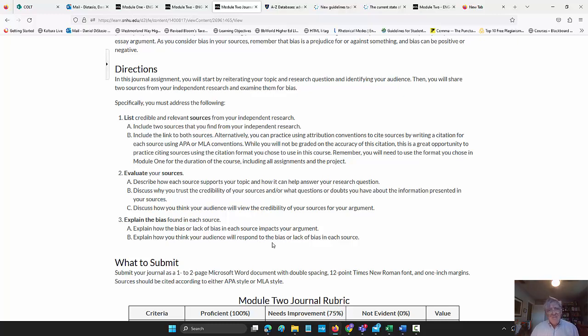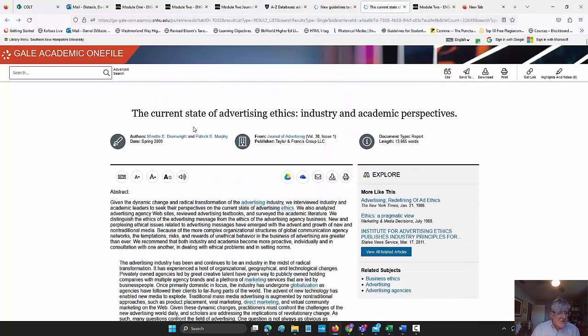Now, kind of what does that mean? Well, in week 1, I talked about choosing a topic of ethics and advertising. So I went to the library and took a quick look at a couple of sources that might be helpful to my topic. The first one that I chose was the current state of advertising ethics, industry, and academic perspectives. A couple of things I want you to notice about this. First, the date. It's not really that current, but for my purpose today, I'm going to be using it.